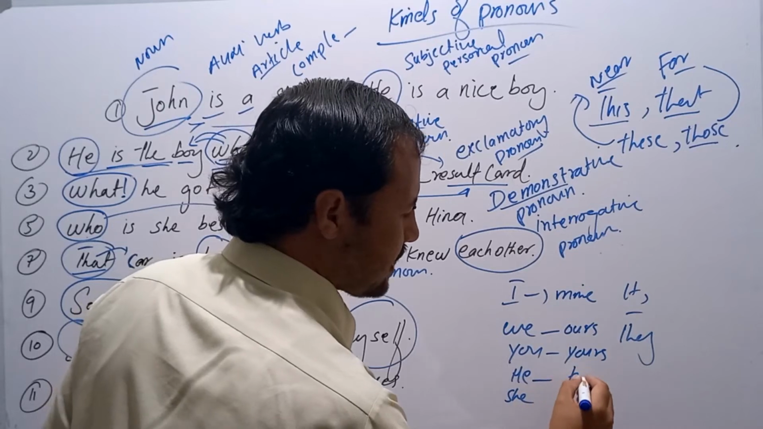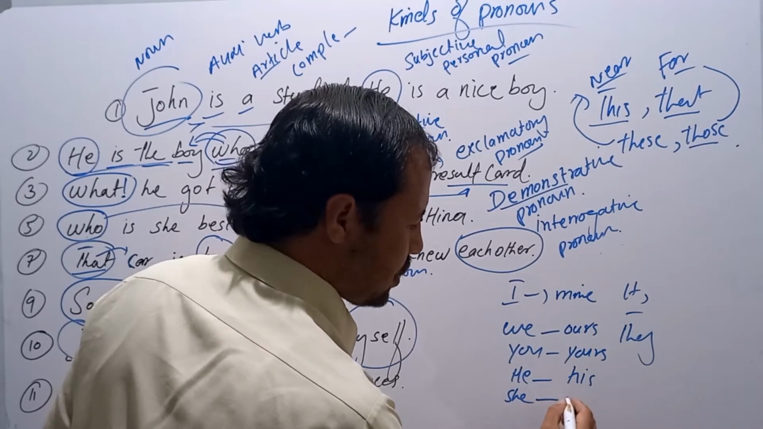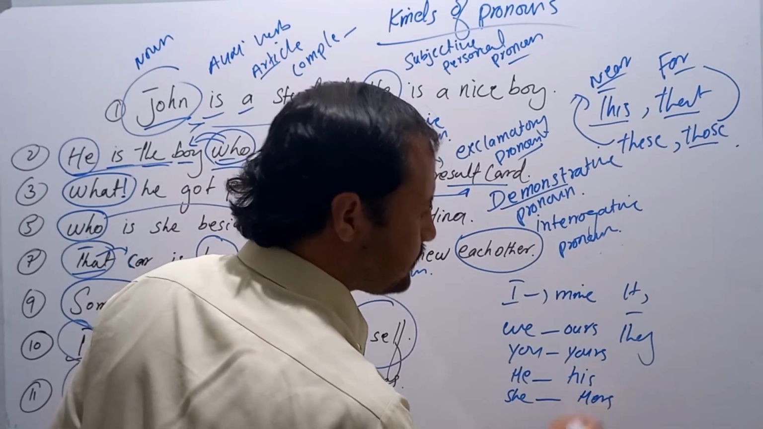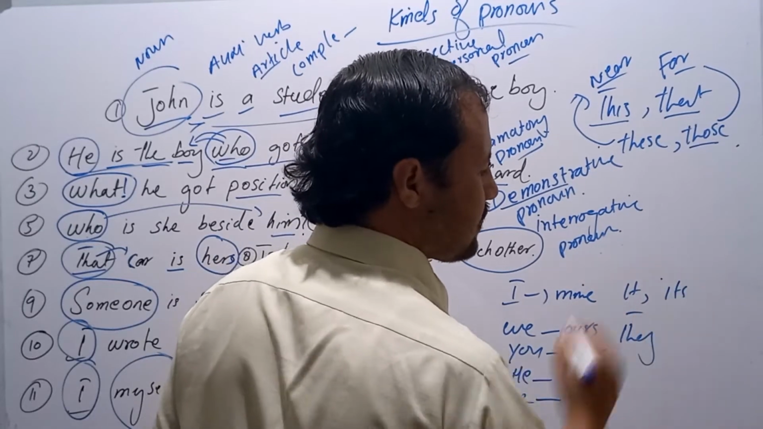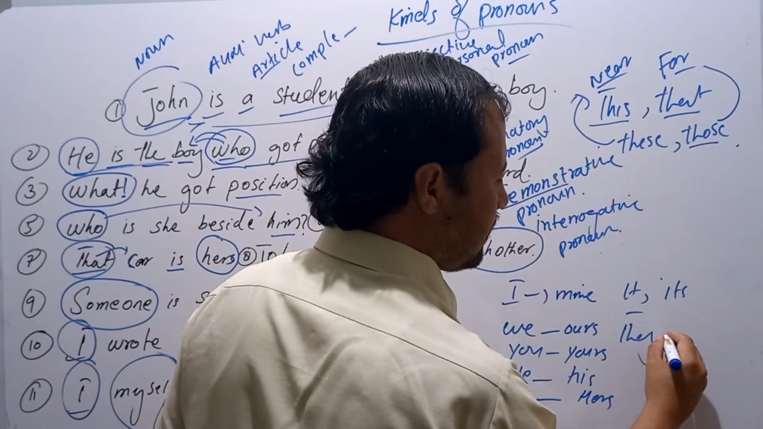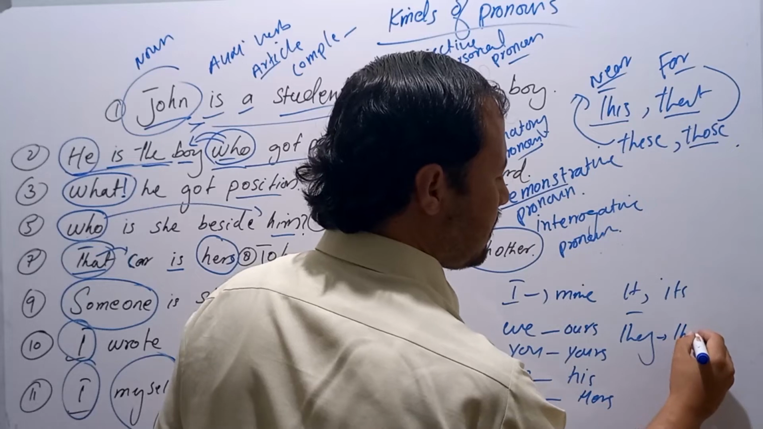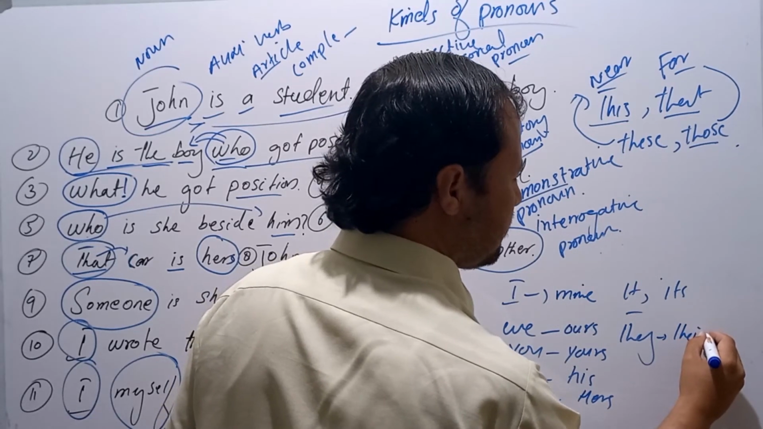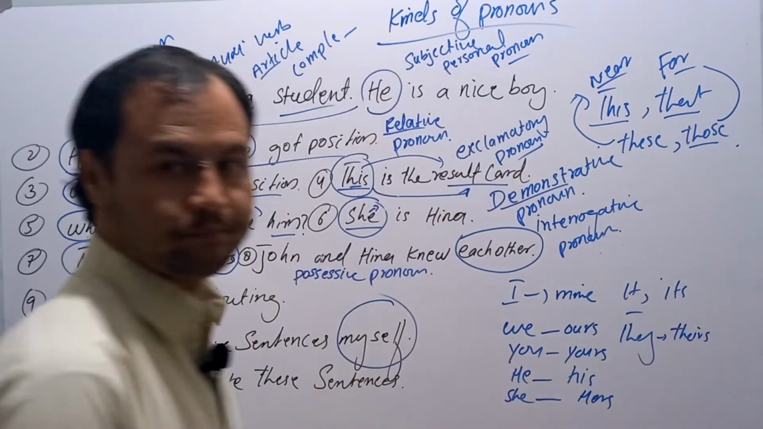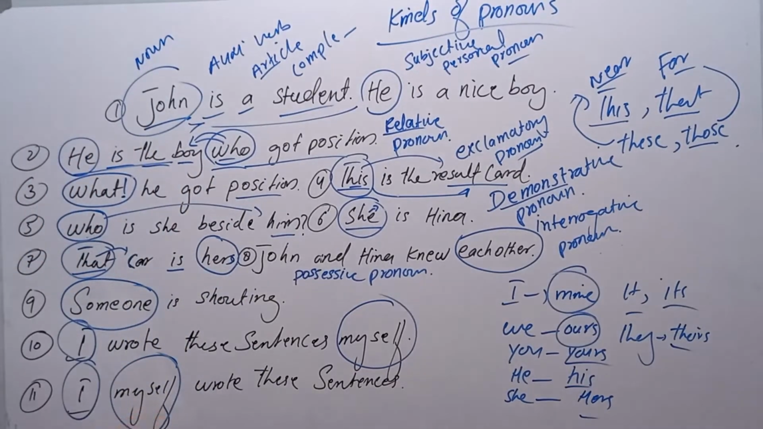He, possessive pronoun is his. She, the possessive pronoun is hers. It, possessive pronoun is its. They, possessive pronoun is theirs. Okay, we'll move to the next one.